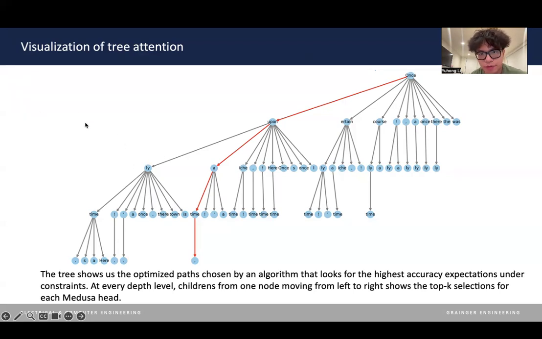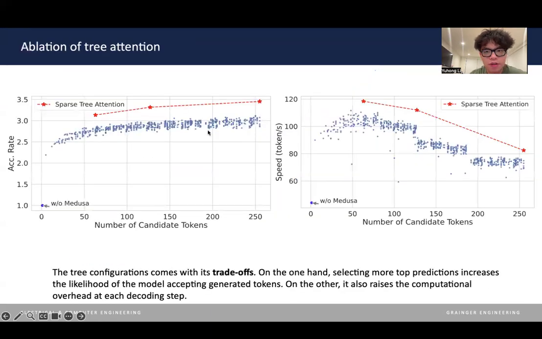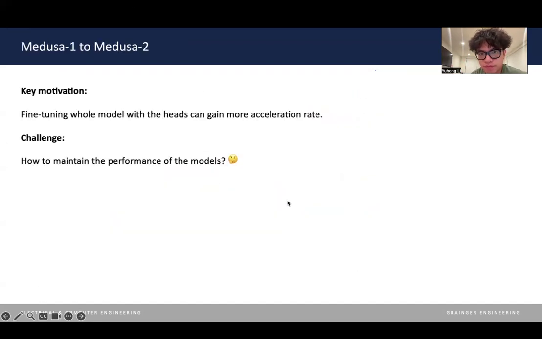And then we can go back to the previous slides. You can see the sparse tree has a much higher acceleration rate compared to the dense one because it just removes some underutilized nodes on the tree. So we introduce another thing called Medusa 2. The key motivation is that instead of just fine-tuning the Medusa heads, we can fine-tune the whole model with these heads and then gain more acceleration rate.